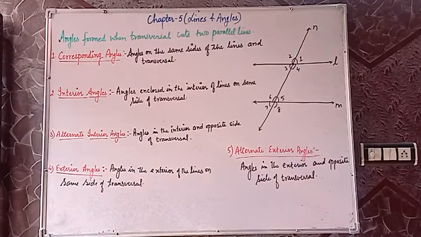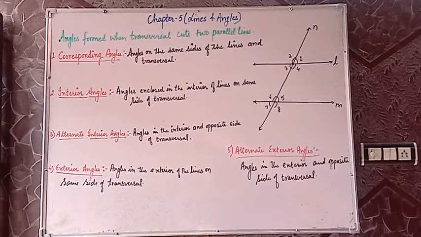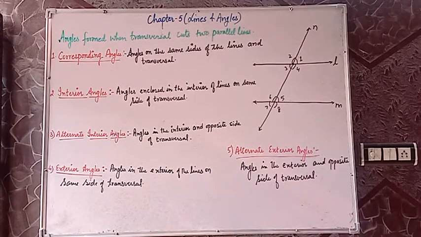In the previous class, if you remember, we did intersecting lines. We did a new concept called transversal and parallel lines. If you remember in the last video, I told you what will happen if two parallel lines are cut by a transversal. Some angles are formed. Let's see what those angles are.